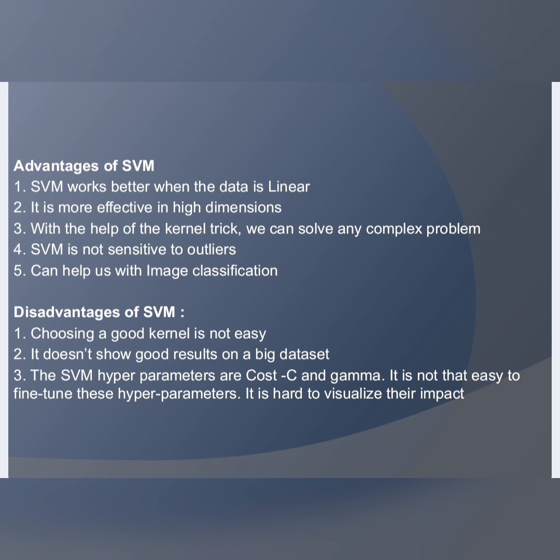Disadvantages of support vector machine. Choosing a good kernel is not easy. It doesn't show good results on big datasets. The support vector machine hyperparameters are cost and gamma. It is not easy to fine-tune these hyperparameters, and it is hard to visualize their impacts.